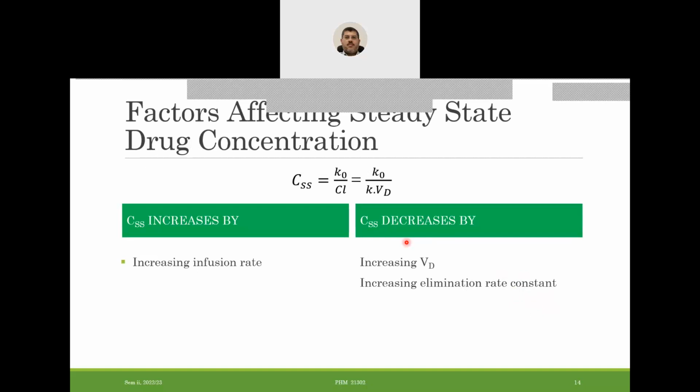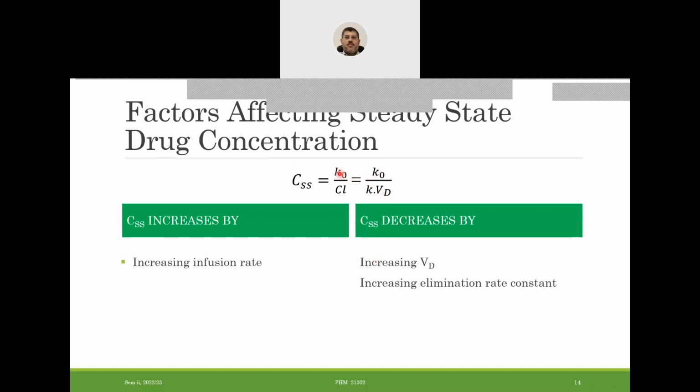Let's look at the equation and the factors that affect the drug concentration. Css equals K0 divided by clearance, or K0 divided by K times VD. Anything on top increases the concentration, so increasing the infusion rate increases it. Anything at the bottom decreases the concentration. So increasing clearance will decrease concentration. Increasing the volume of distribution or increasing K will decrease the concentration of drug in plasma at steady state.